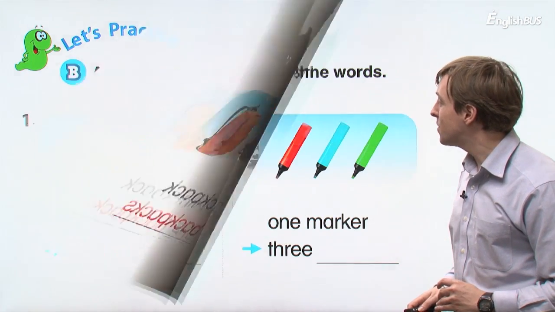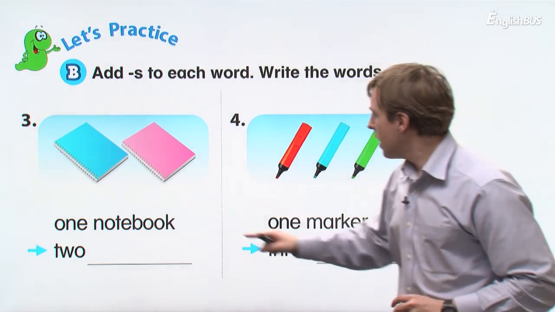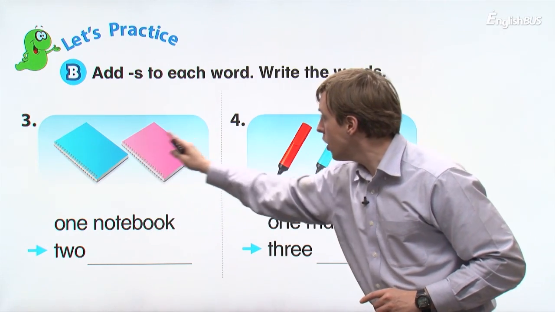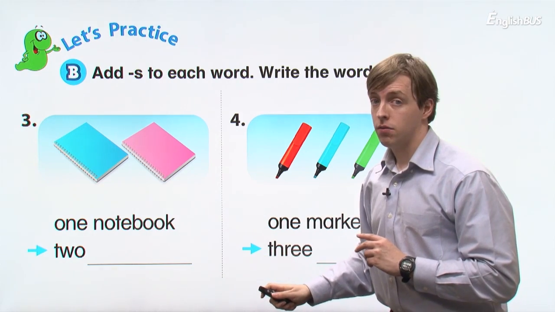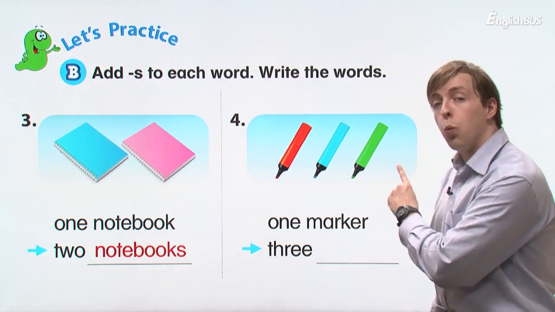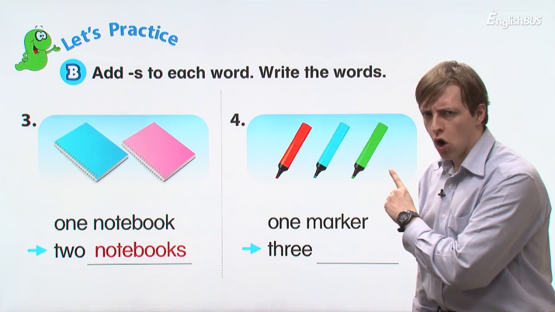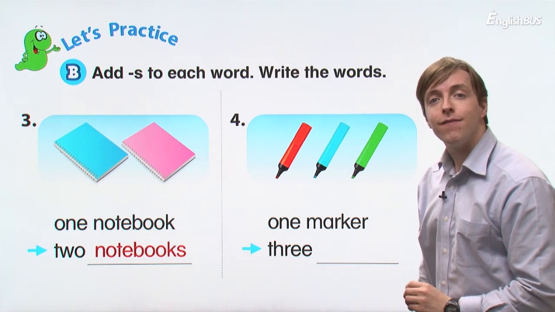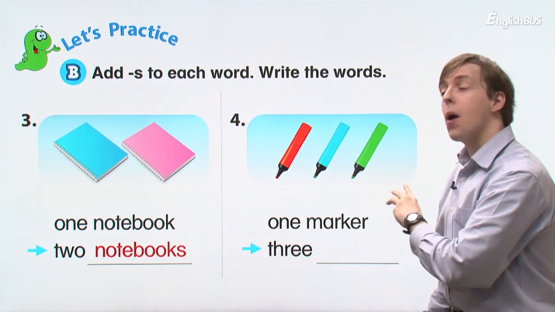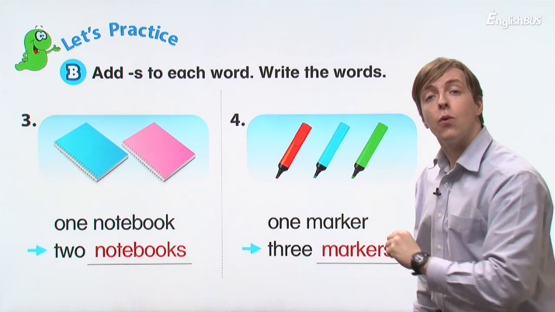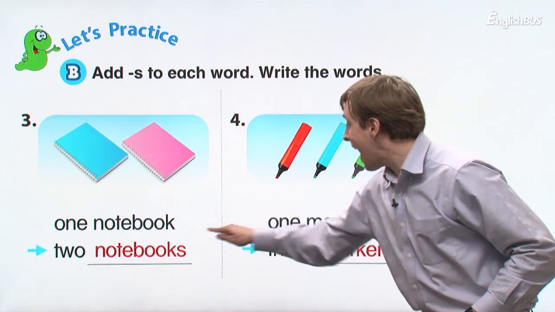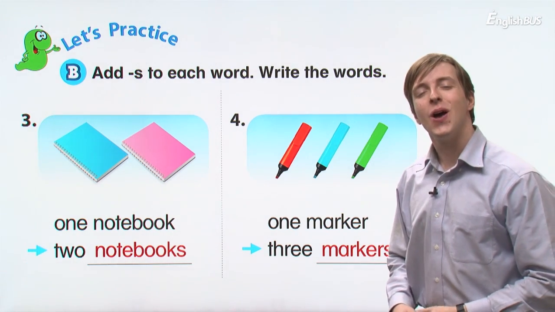Let's do some more. Is this 1 notebook? No, it is 1, 2 notebooks. Right. So is this 1 marker? No. Let's count them and find out how many. 1, 2, 3 markers. Now, remember, when we have a plural noun, to add S to the end. Good job!